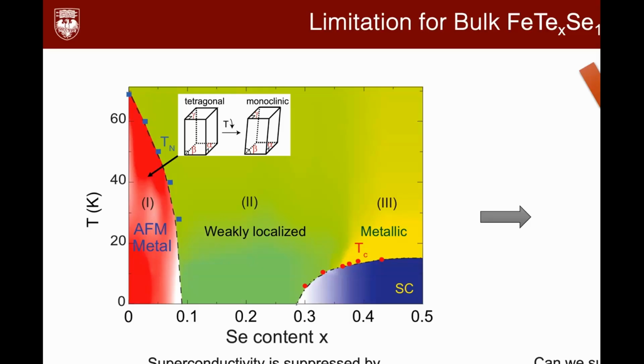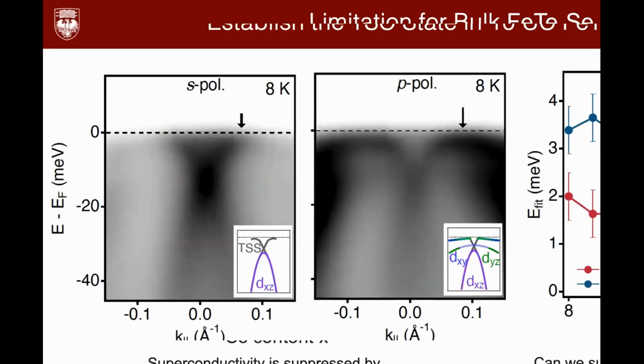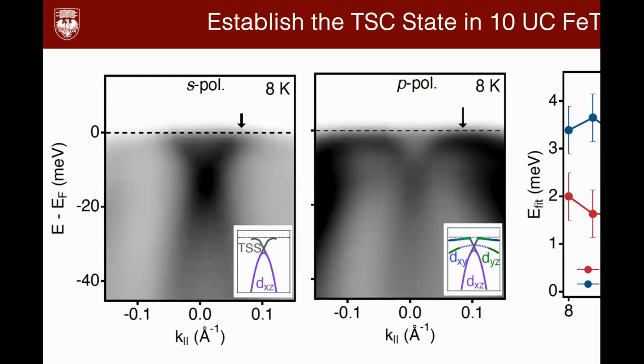We would like to grow such films on a substrate that has a slightly different lattice parameter so that we can suppress the C4 to C2 phase transition, and preserve the electronic structure even down to the iron telluride limit. So that's the roadmap of the study. Let me show you our angle-resolved photoemission study of iron, tellurium, and selenium.